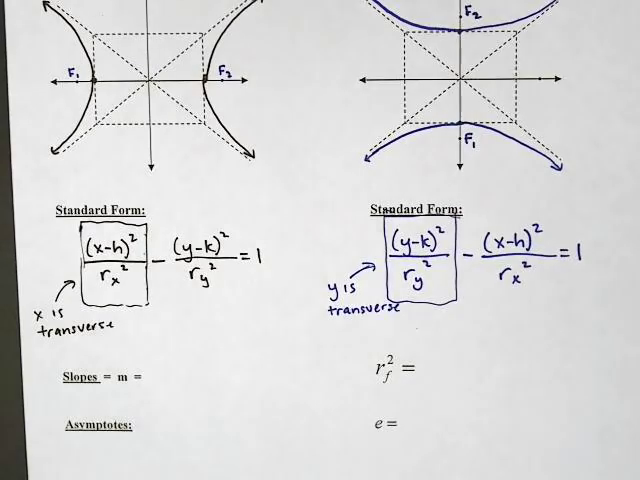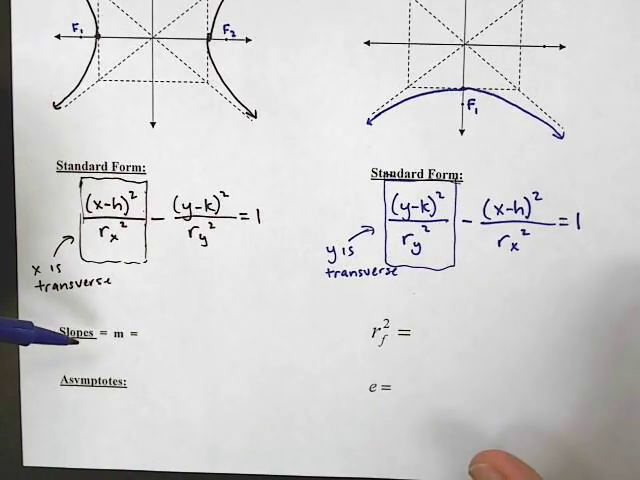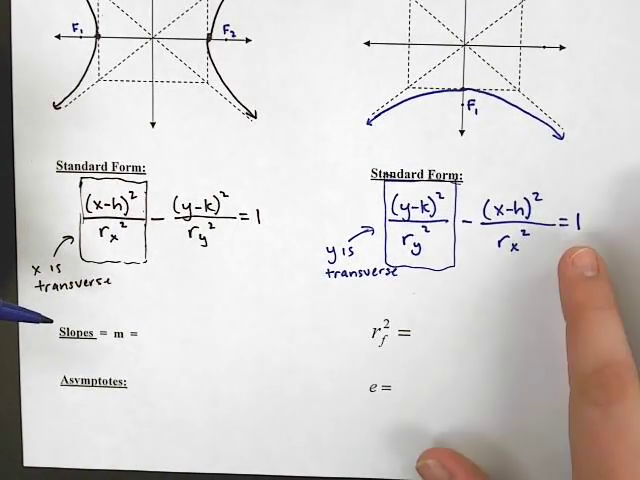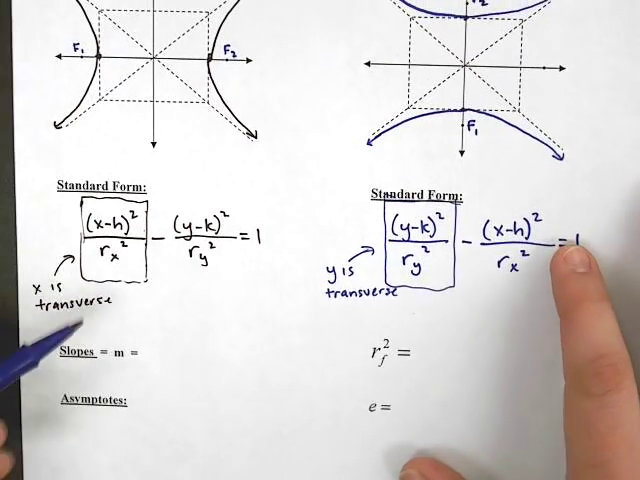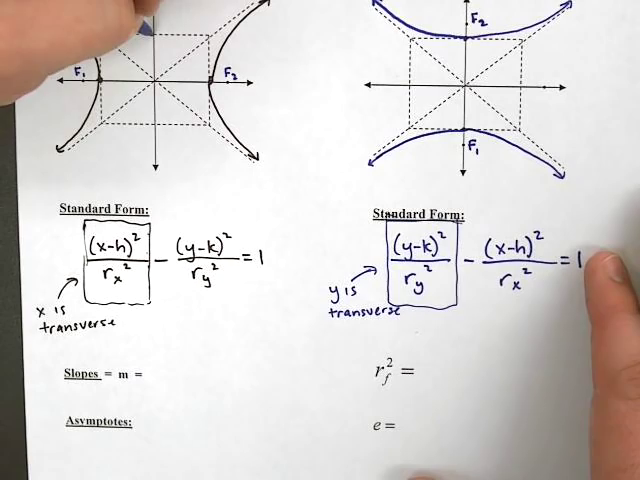So when we come down here, there's still some more stuff. I know there's a lot, but the slopes. When we say slopes, we mean the slopes of the asymptotes. It's actually not too bad. Regardless, we know r sub x and r sub y, we know these distances.